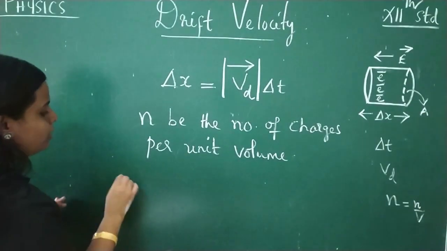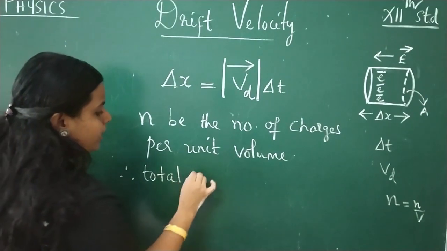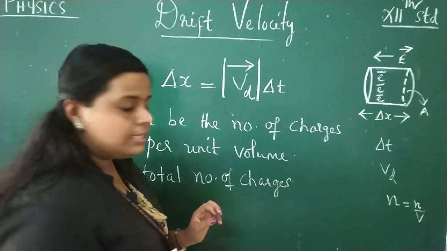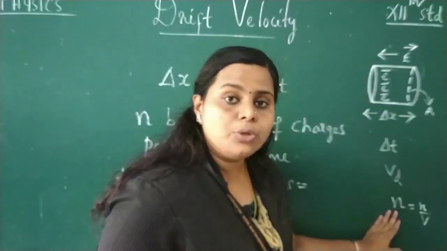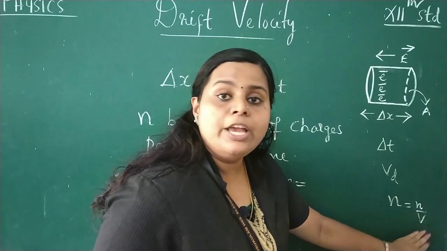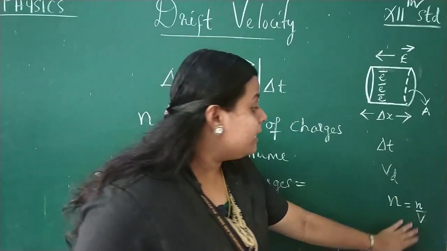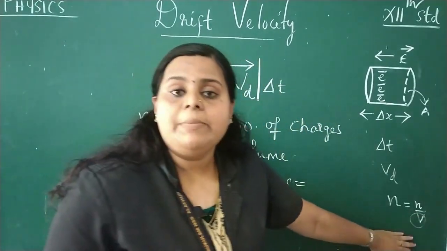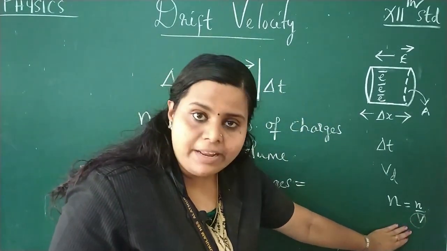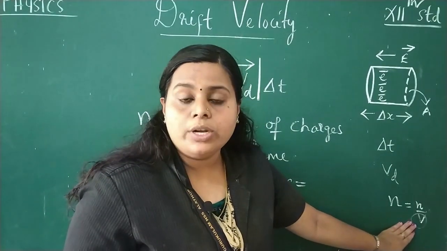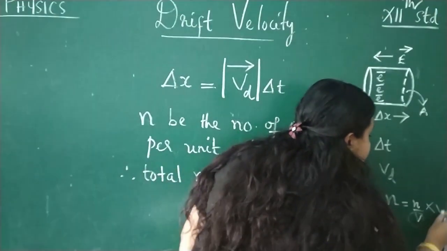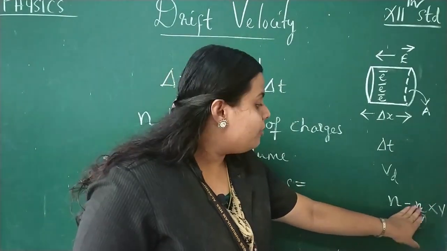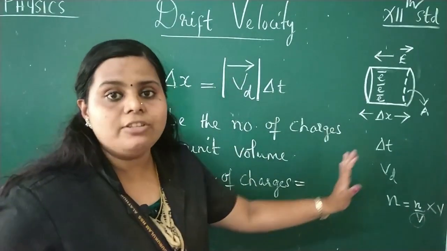So here we want to calculate the total number of charges. How can we find out the total number of charges? Listen my dear children, n is actually the charge per unit volume. Here we have to calculate the total number of charges, which means we have to eliminate the term volume. To eliminate volume, we have to multiply this term by volume. So if we multiply n by V, that is the charge per unit volume, by the volume, from this we can calculate the total number of charge carriers.